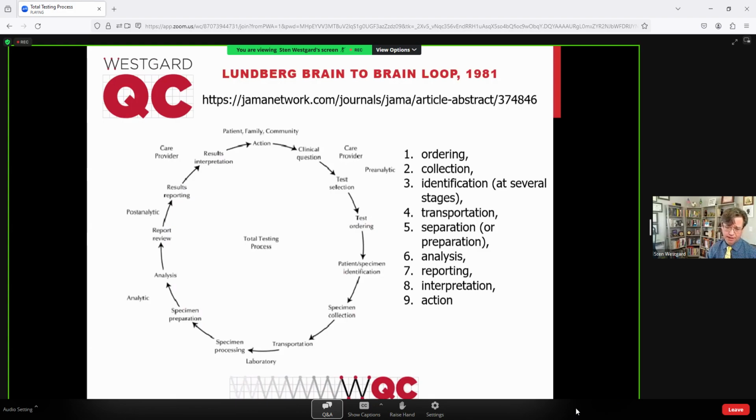And if you look at this particular copy of the total testing process, you'll see the pre-analytic section. All the different points that talk about pre-analytic are actually half of the circle. The analytical section is just analysis, and then only 3 points are where it's post-analytic. So the pre-analytic part of the total testing process has grown to dominate the thinking and the attention of the field.